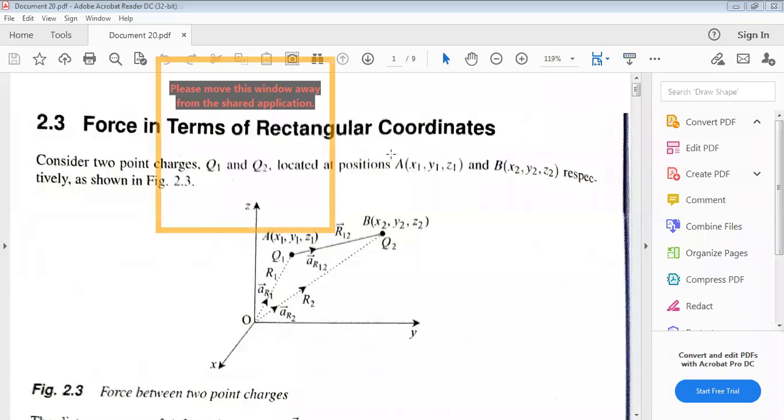In continuation to the last topic, Coulomb's law. Force in terms of rectangular coordinates is covered here. What is the conclusion from Coulomb's law? What is the statement of Coulomb's law? Coulomb's law states that... actually, why is it called Coulomb's law?